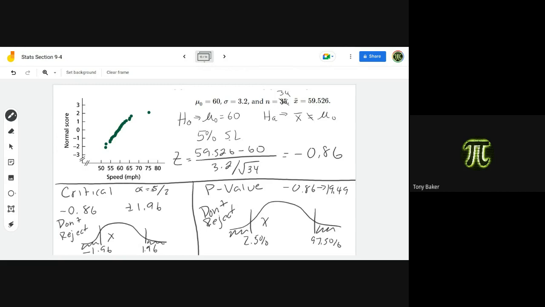Did we remove the outlier when we did these calculations? Yeah, the mean had the outlier removed, which was 75.3. Yeah, we removed that one. That's why I used 34 instead of 35.